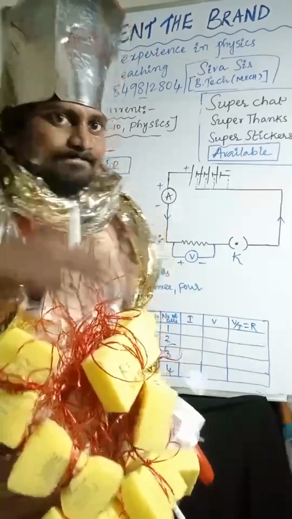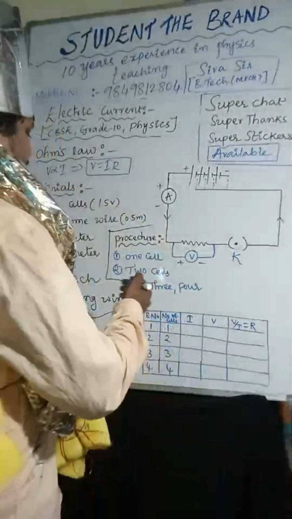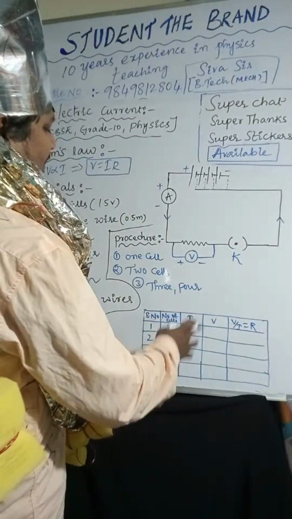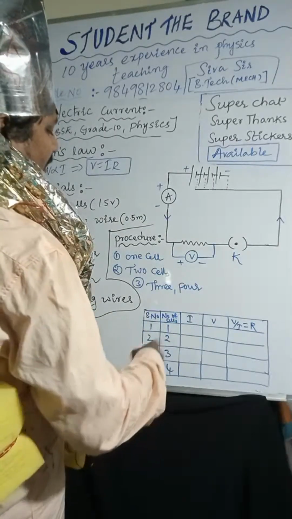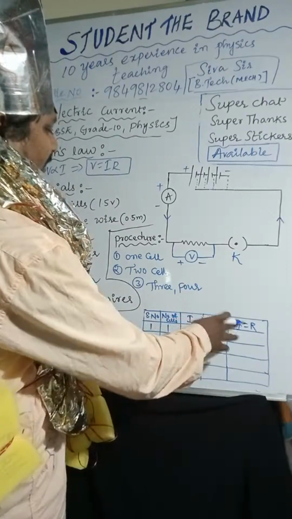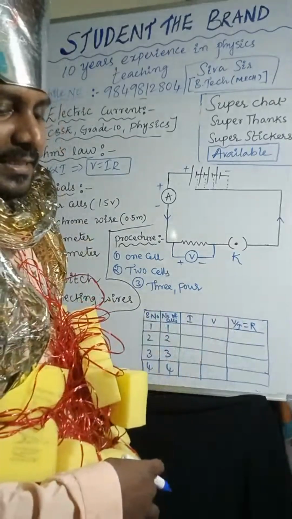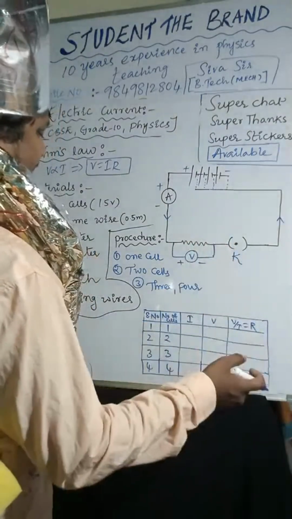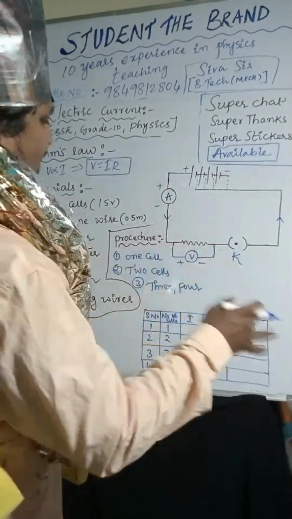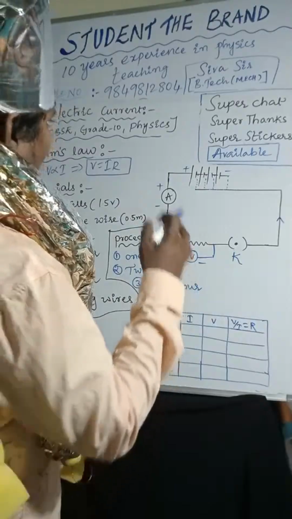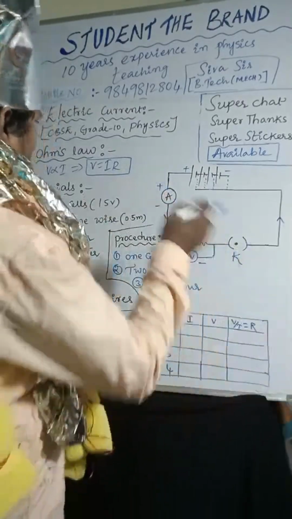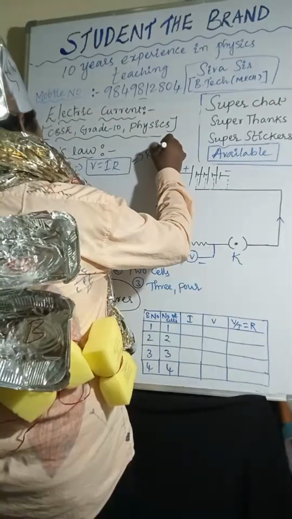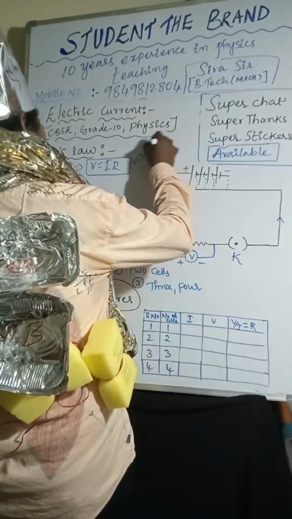Now you can consider here: serial number of cells, current, ammeter reading, voltmeter reading, V by I. That is the resistance. SI unit of resistance is ohm. Ohm's law gives the definition of resistance: R equal to V by I.